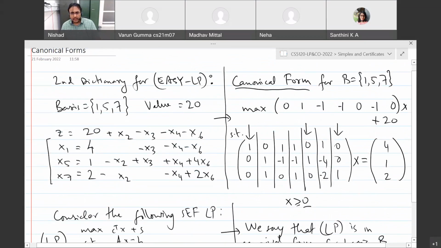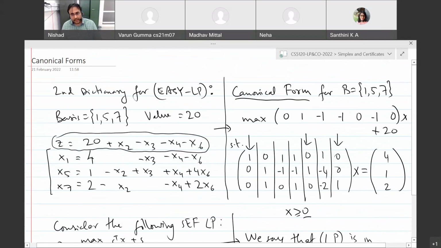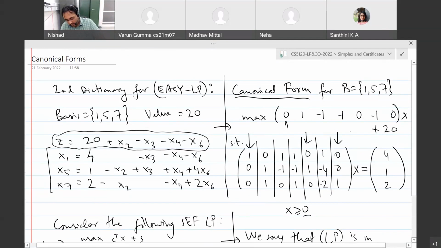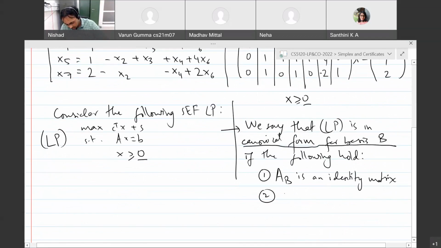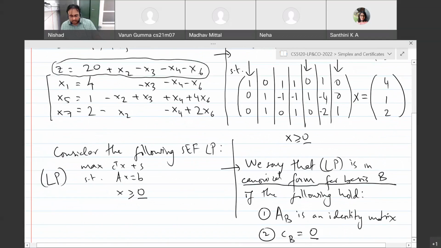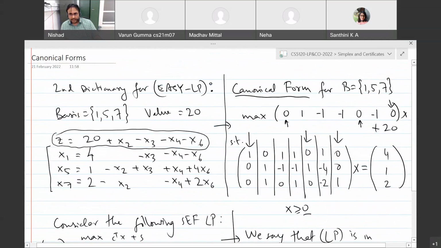And notice that we also want the objective function in the dictionary to be written in terms of the non-basic variables, which basically means that the basis entries are all going to be 0 in the objective function. Right? So the second property we want is we want cB to be equal to 0, where cB denotes those entries of the objective function which are corresponding to the basic variables 1, 5, and 7 in this example.